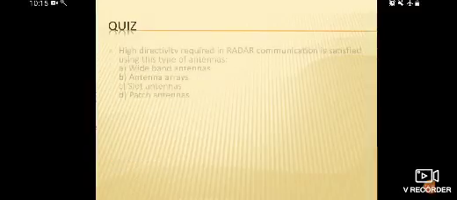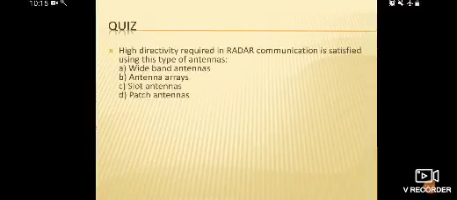And the next quiz. High directivity required in radar communication is satisfied using this type of antennas. What type of antennas are used to satisfy radar communication with high directivity? Whether wideband antennas, antenna arrays, slot antennas, or patch antennas. Please note this question.